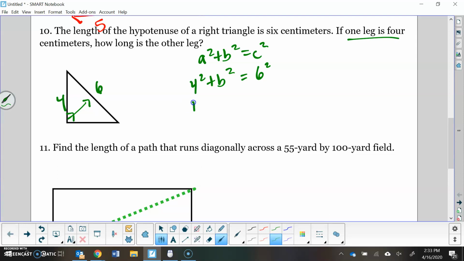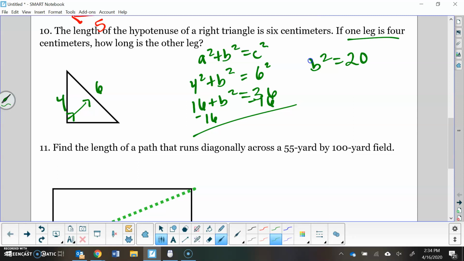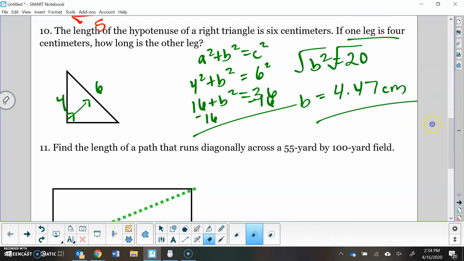So I have 4 squared, which is 16, and 6 squared, which is 36. Subtracting 16 from both sides, I get b squared equals 20. And then I'm going to take the square root of 20. So I get that b is approximately 4.47 centimeters. That's the length of the other side of the triangle.